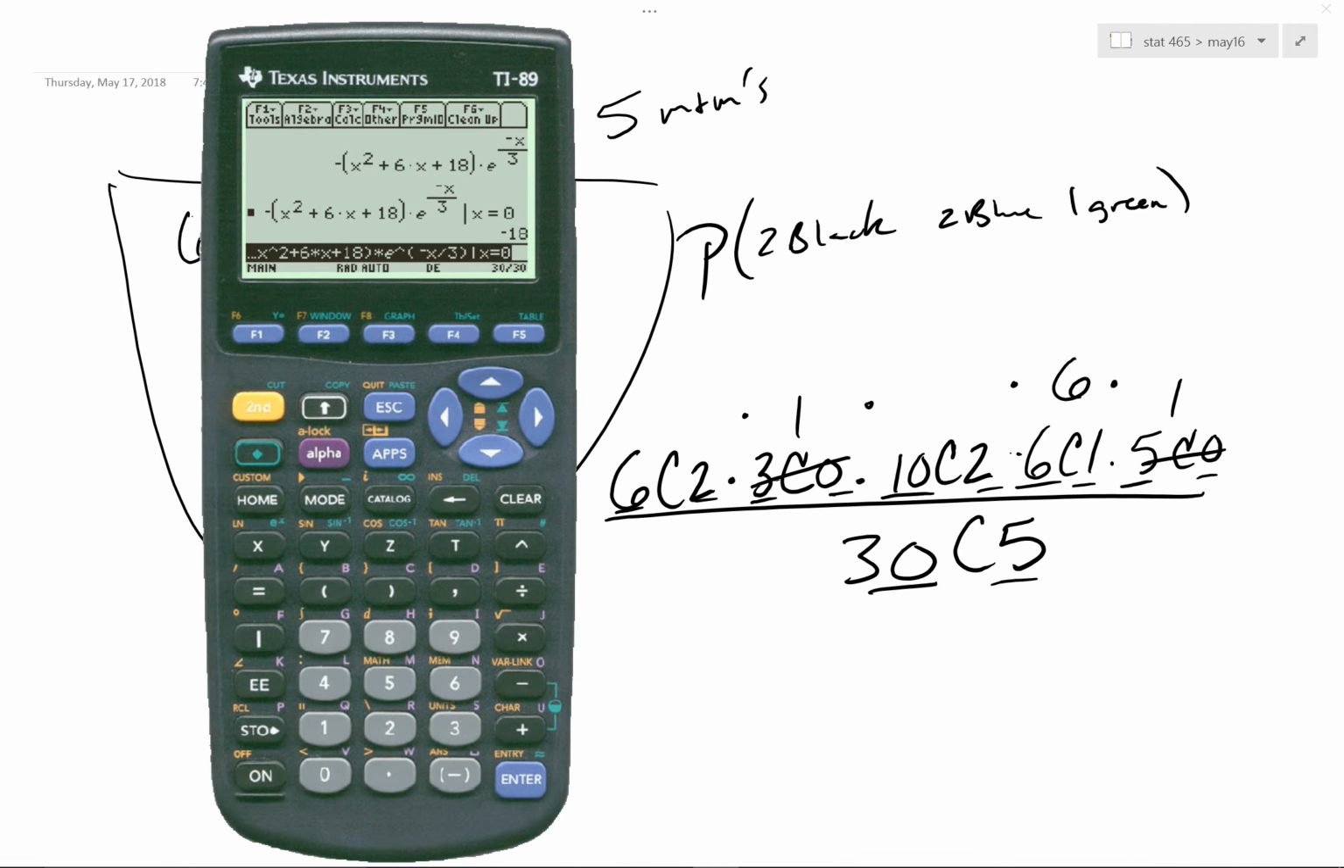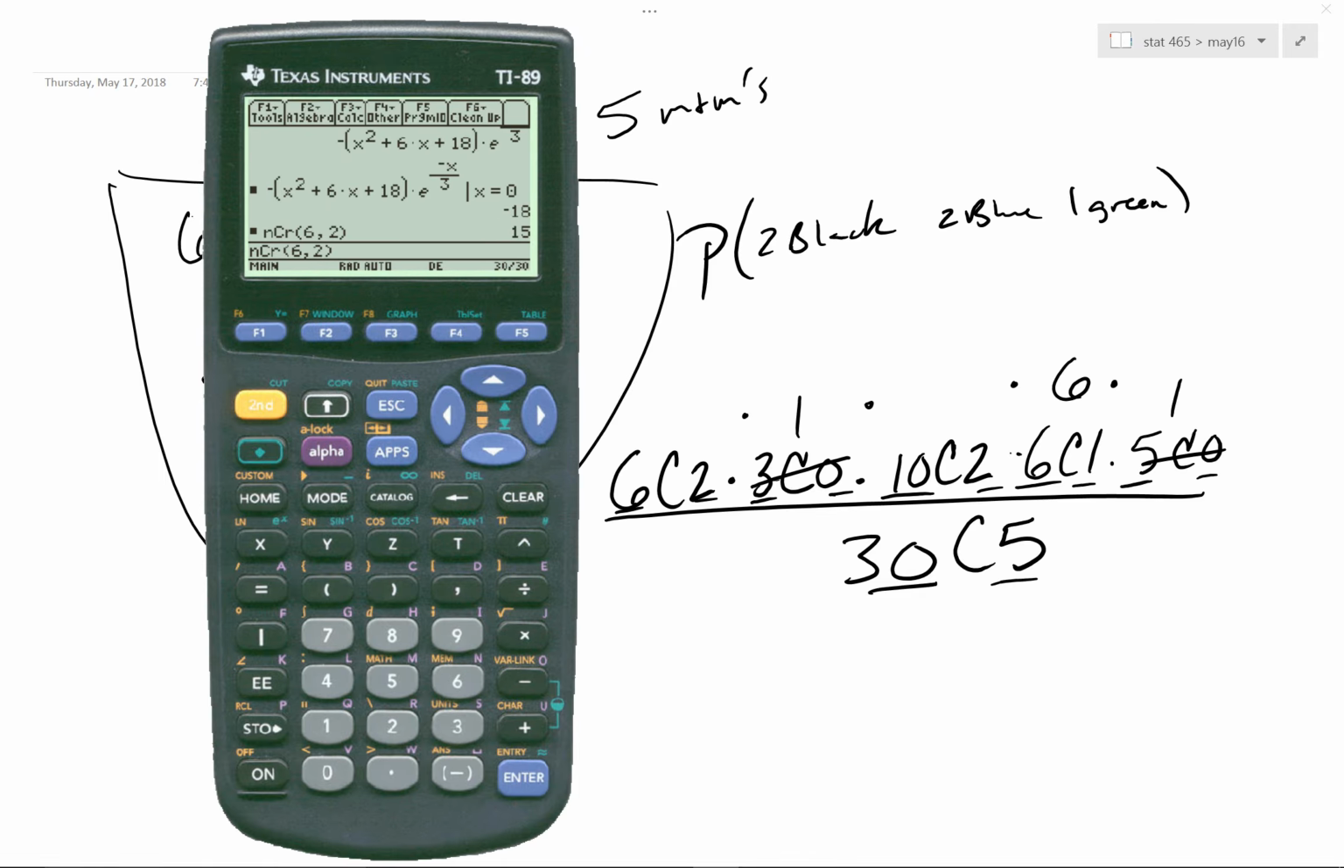Do whatever you like. It doesn't matter to me which of these things you use. So what I normally do, second math 7, and then down here this guy, and I just go 6, 2. Hit enter, and then I just go back and edit what I don't want. So now I want this to be 10, 2 here. That's 45. Why don't you try 10? Attaboy. And then why don't you do 30 choose 5 while you're at it.